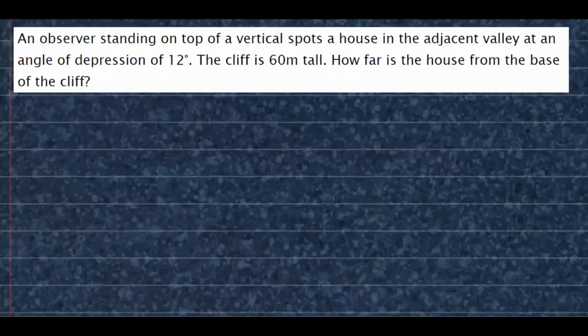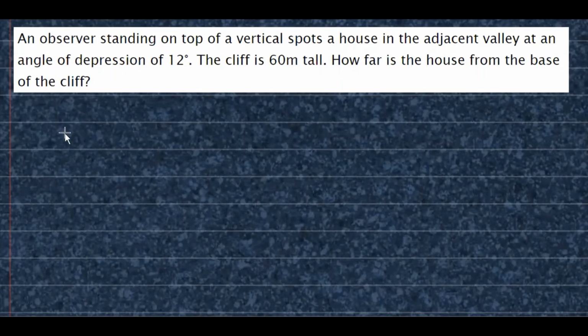So here's our next example. We have an observer standing on top of a vertical cliff who spots a house in the adjacent valley at an angle of depression of 12 degrees. The cliff is 60 meters tall. How far is the house from the base of the cliff?